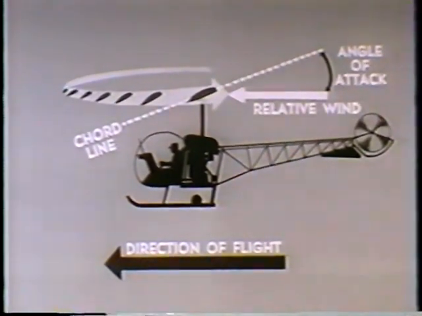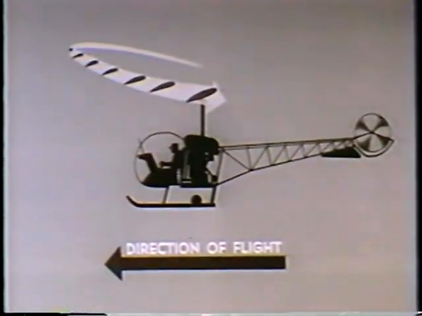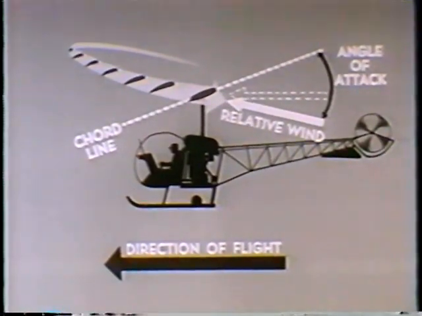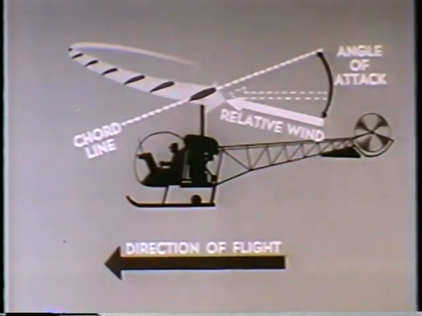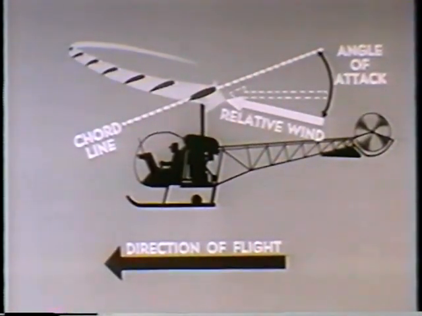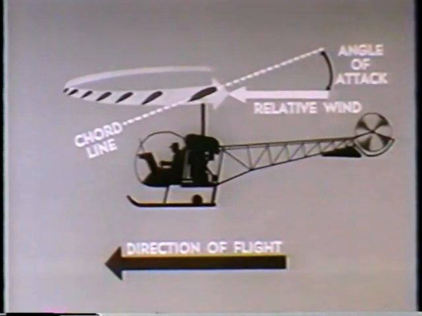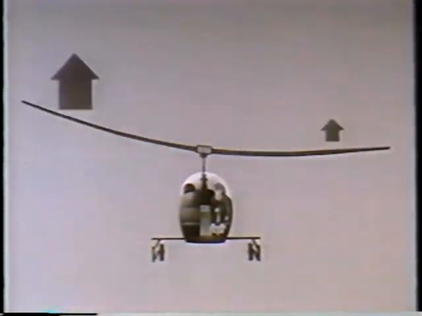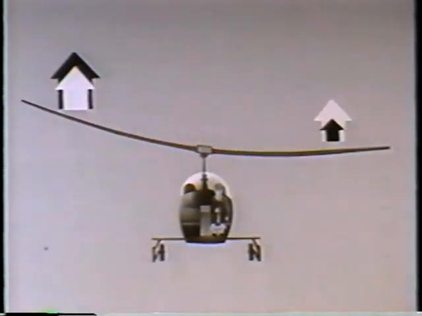Now, as the retreating blade is allowed to flap down, there is a change in the direction of relative wind, which results in a larger angle of attack. It is this difference in the relative wind, caused by the flapping action, which increases the amount of lift. Thus, by decreasing the amount of lift produced by the advancing blade and increasing the amount produced by the retreating blade, the two sides are brought into equilibrium.